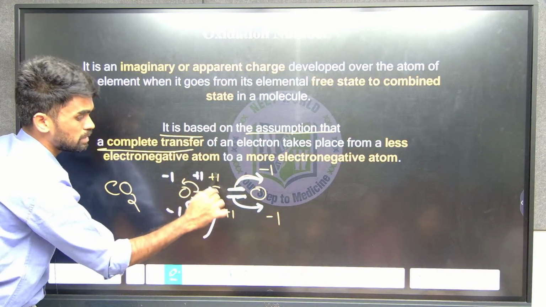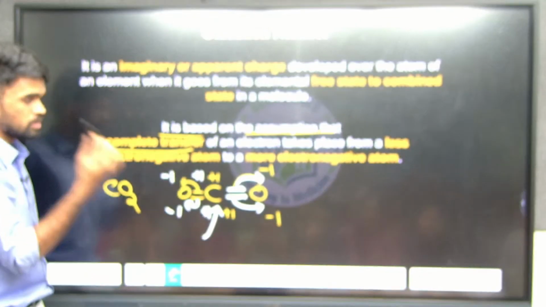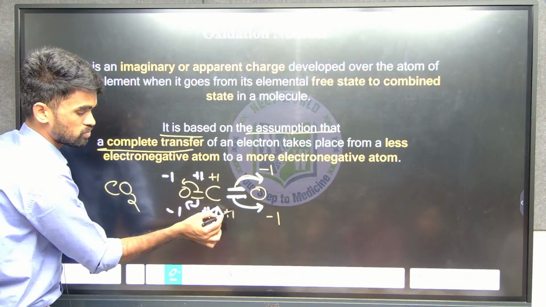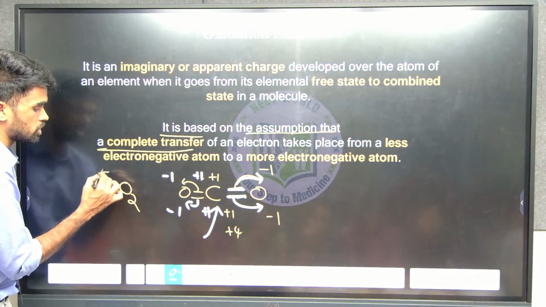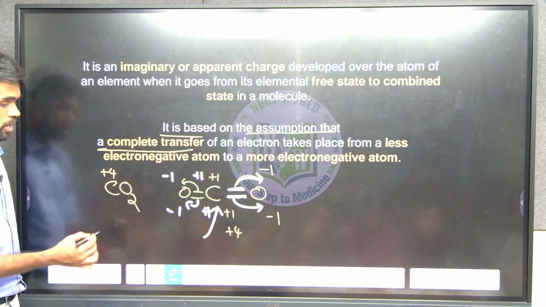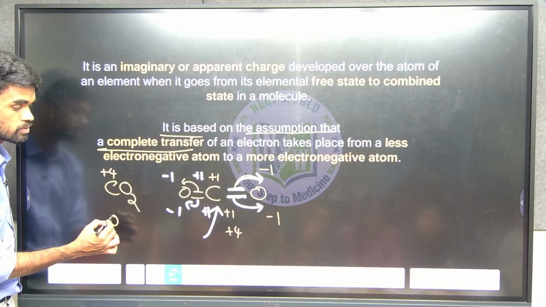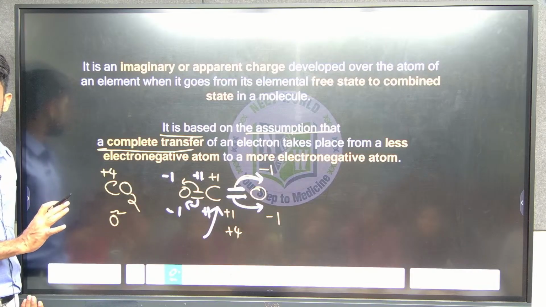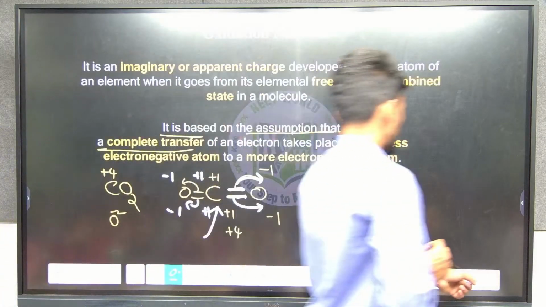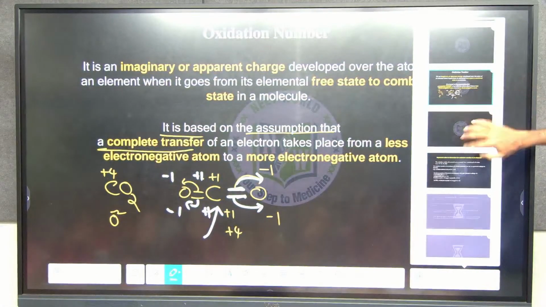So what is the net charge present on the carbon? +1, +1, +1, +1. How much? So in carbon dioxide, the carbon oxidation state will be +4 and the oxygen oxidation state will be -2 for each oxygen atom. Is this clear, everyone? Like this, you need to calculate the oxidation states.